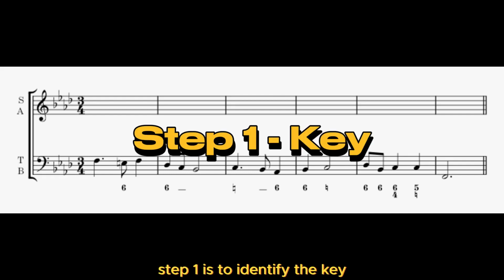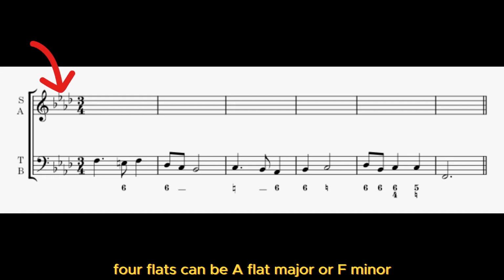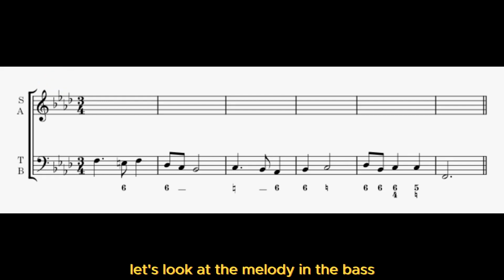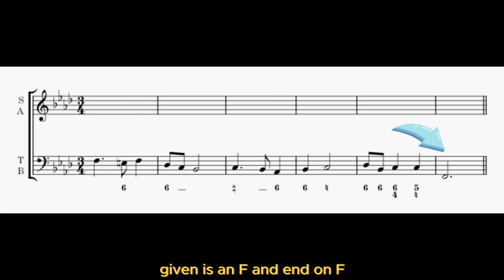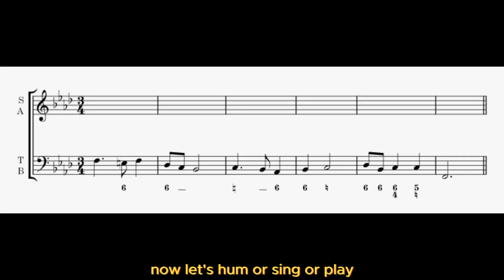Step 1 is to identify the key. Four flats can be A flat major or F minor. Let's look at the melody in the bass given: it starts on an F and ends on F. So we can confirm this is F minor. Now let's hum, sing or play the bass line.